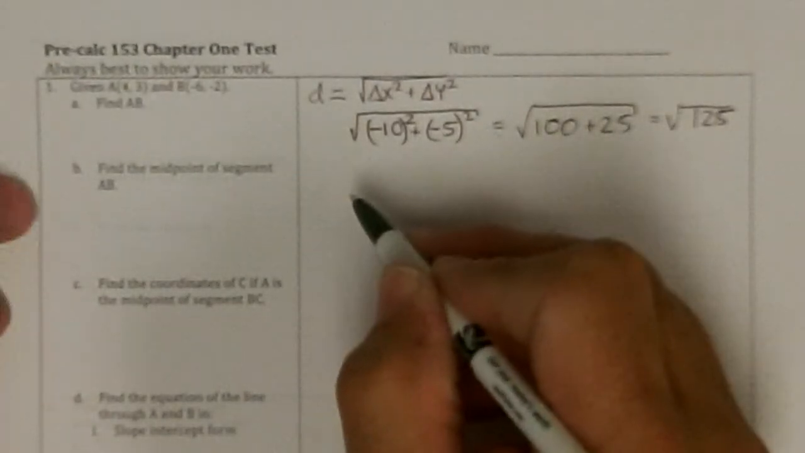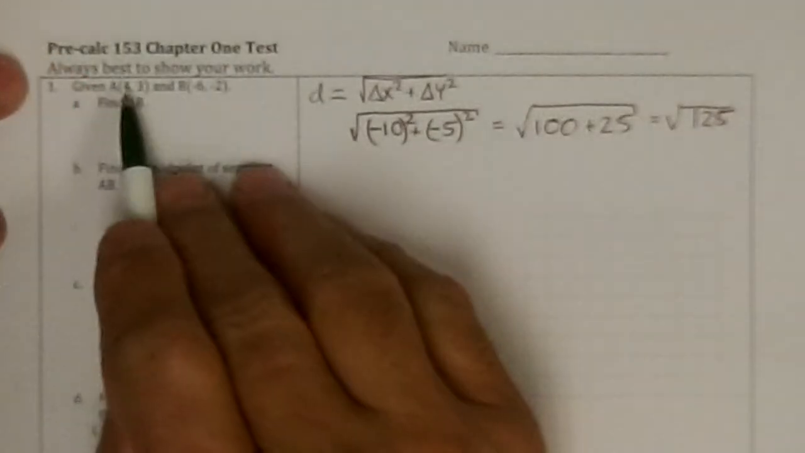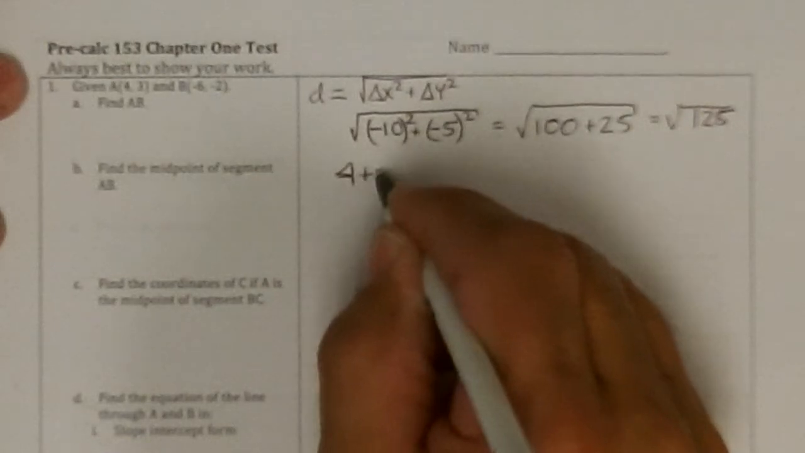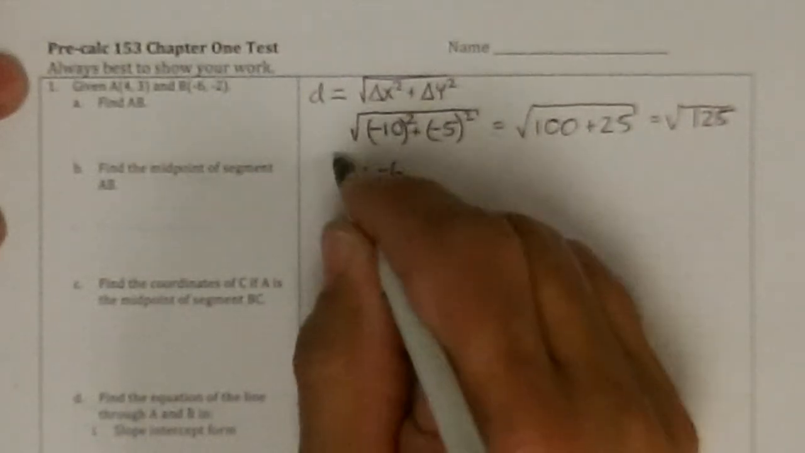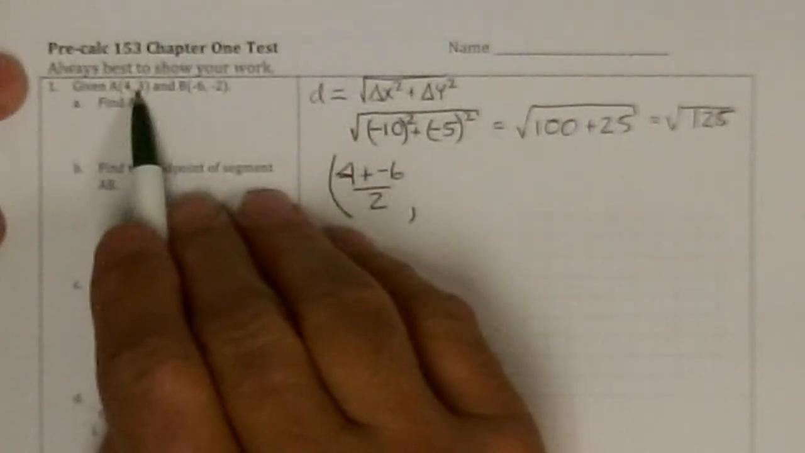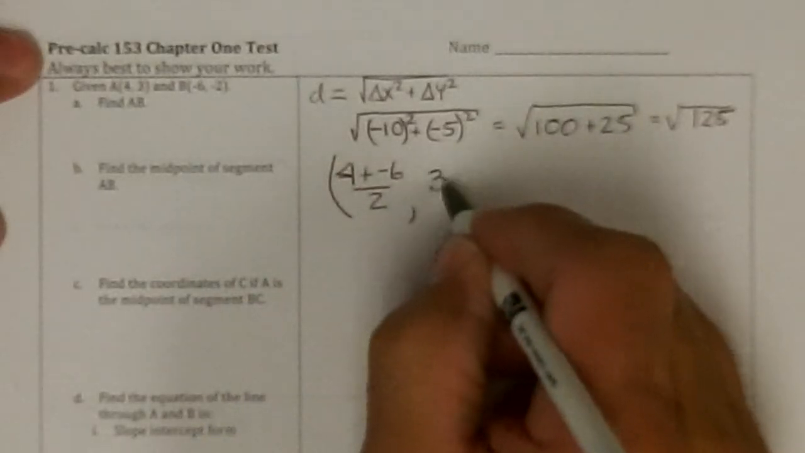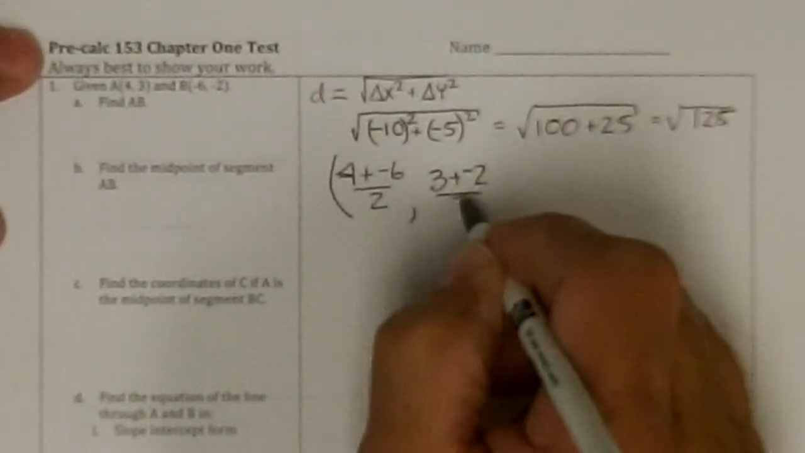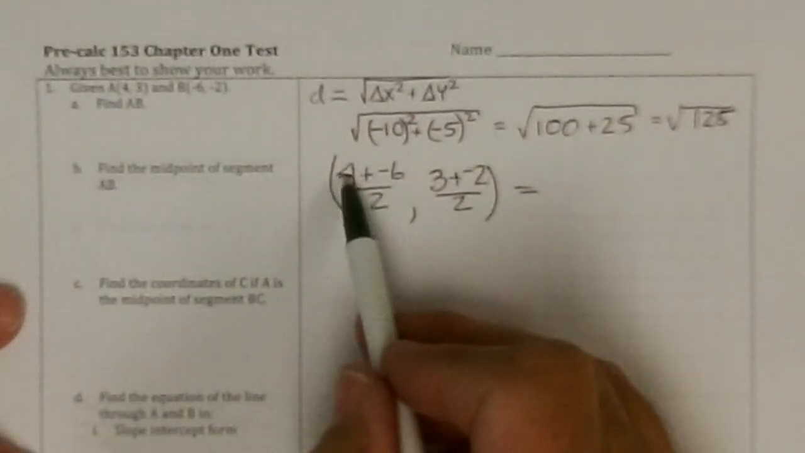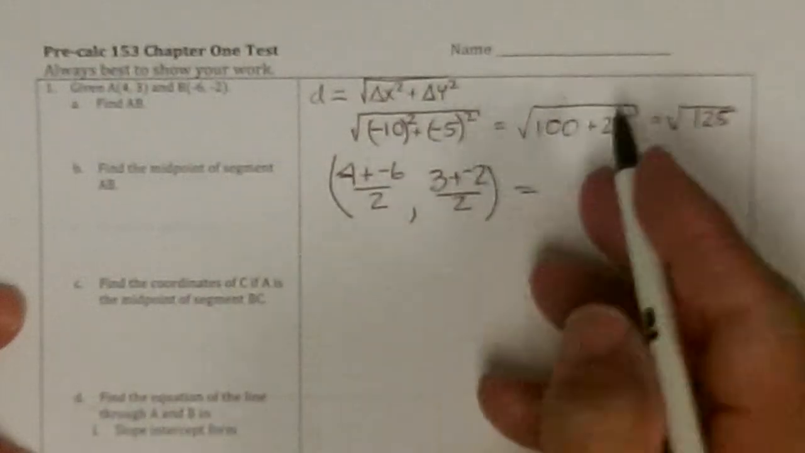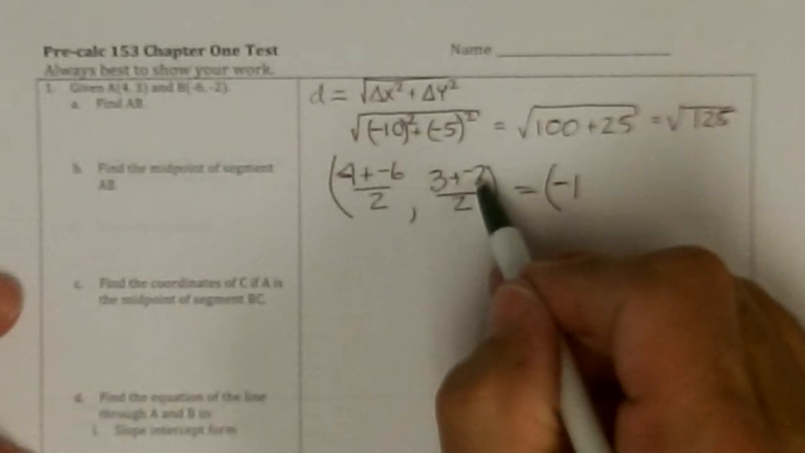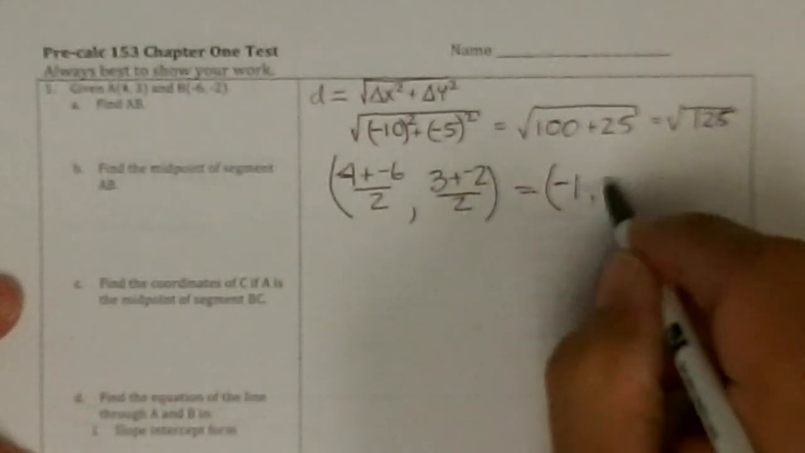Find the midpoint. That's the average of the x's. So that's 4 plus a negative 6 divided by 2. That's the average of the x's for the x coordinate of the midpoint. And average of the y's, 3 plus a negative 2 divided by 2. So we get 4 plus negative 6 is negative 2 divided by 2 is negative 1. And 3 plus negative 2 is 1 divided by 2 is 1/2.